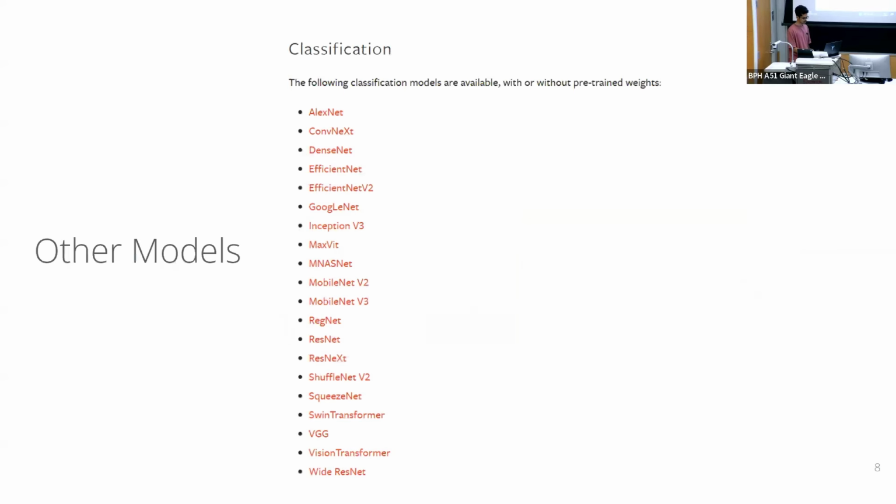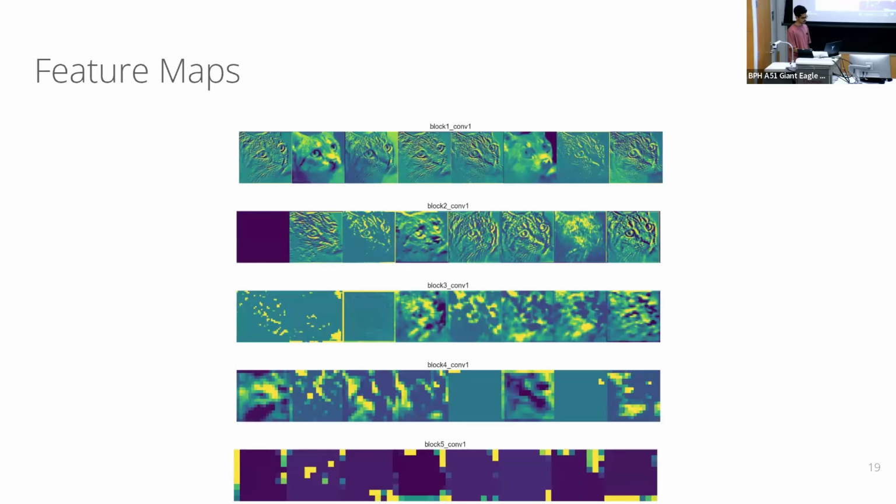So this is the list of the backbones that you will find on PyTorch. It will also help you during homework P2 later on. Please look at them, and I hope it will help you later on. Okay, so let's go to feature maps.